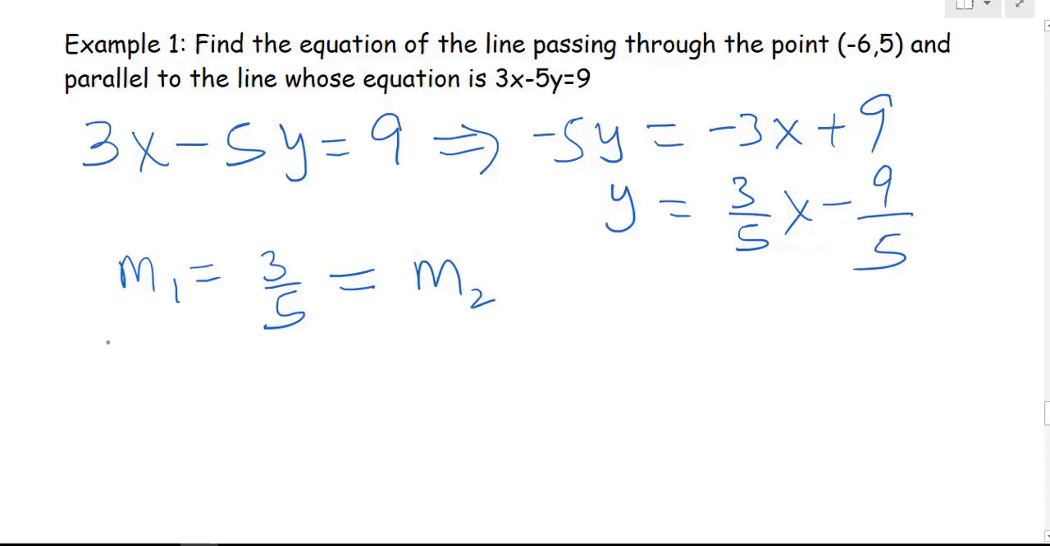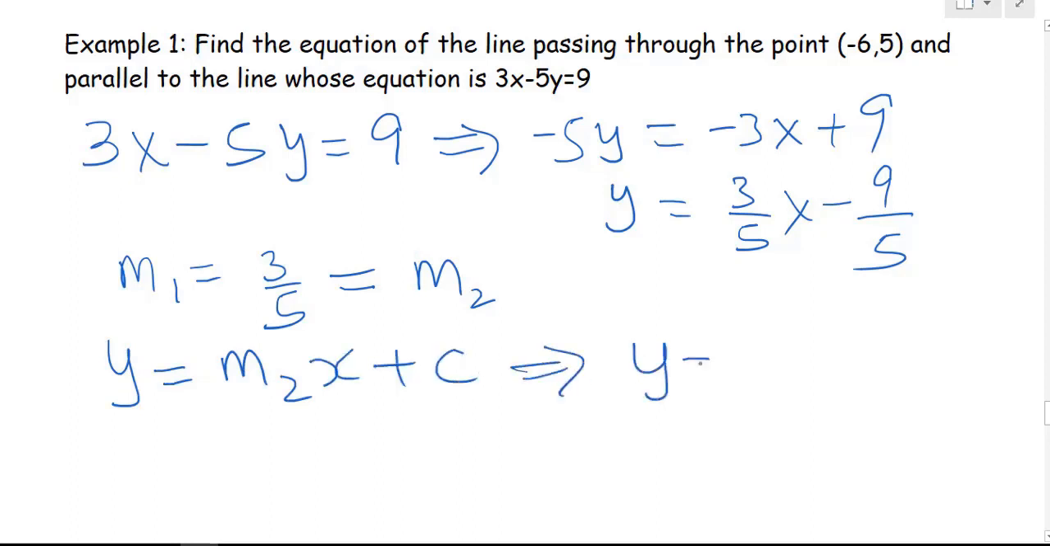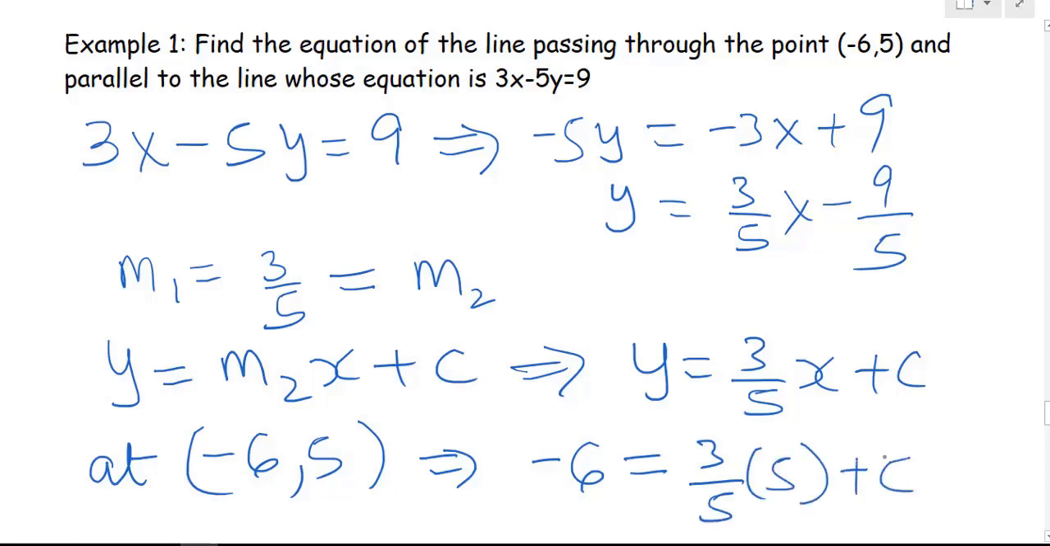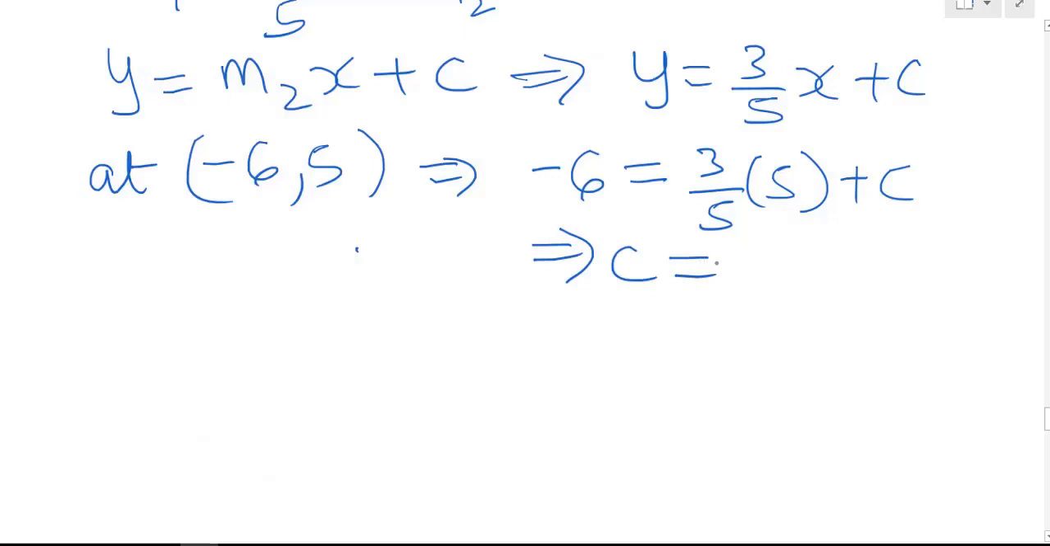The equation of the second line is of the form y = m2x + c. This therefore becomes y = 3/5 x + c. We substitute the point (-6, 5) to get the value of c. At (-6, 5), we have 5 = 3/5 multiplied by -6 + c. Therefore, our c becomes minus 9, and the equation of the line is y = 3/5 x - 9.